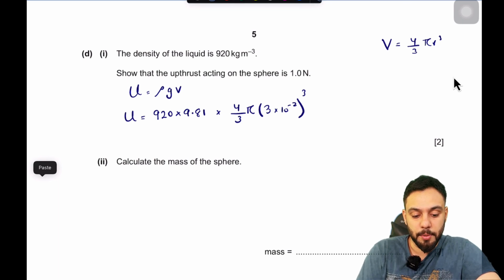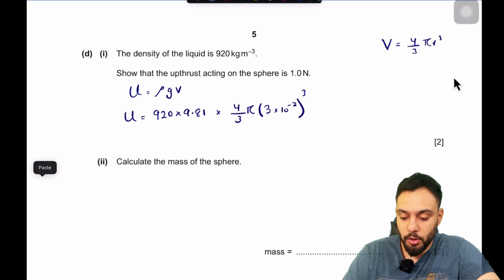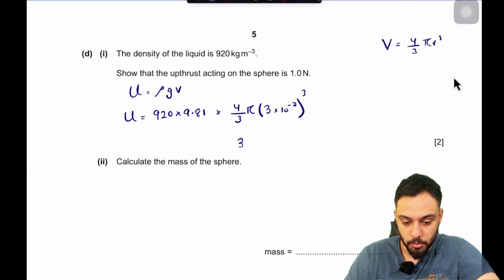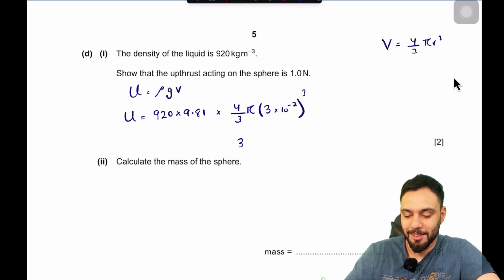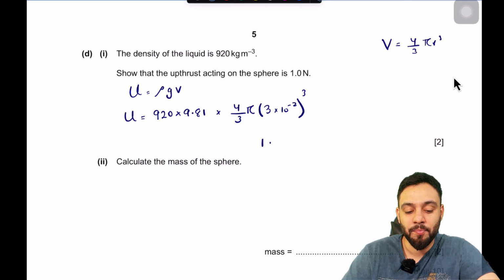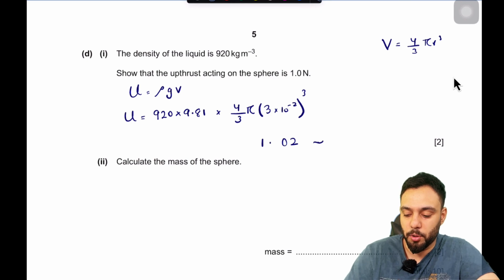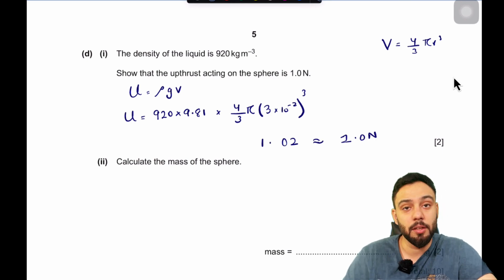So you'll end up getting 34. So the value of upthrust should not be 34. I think I've made some error here. One second. Okay, cubed. Yeah, sorry, it's not 34. Rather, it's 1.02. So it's going to be equal to 1. So 1 newton is going to be the upthrust.